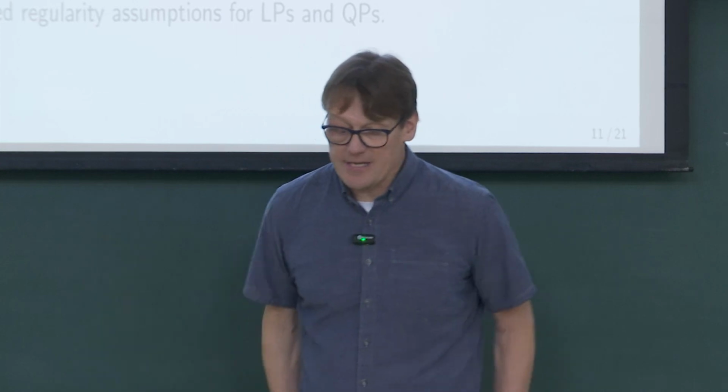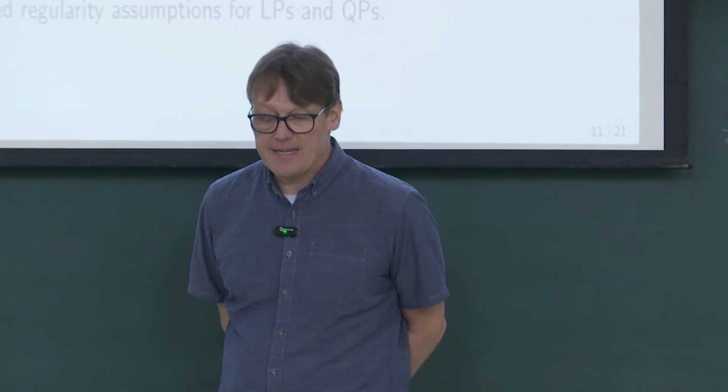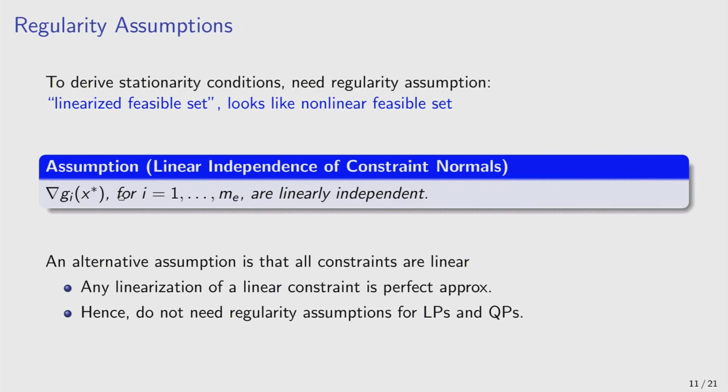For nonlinear constraints, you need something like, for example, a linear independence constraint qualification. So this just says that the constraint normals, if I take all my constraints, are linearly independent. And there are alternative assumptions that I can make, but basically a constraint qualification says that locally my constraints are described by my first order Taylor expansion.